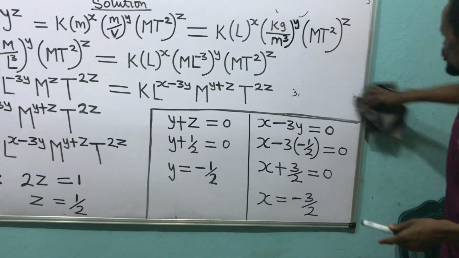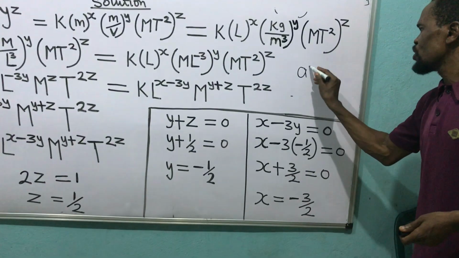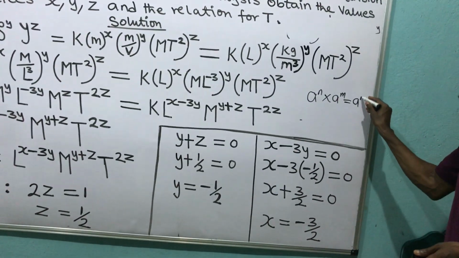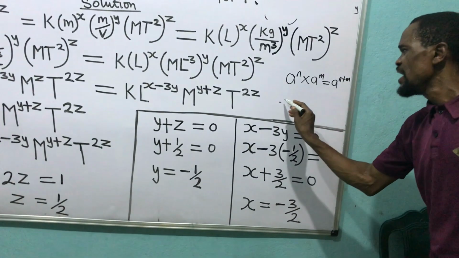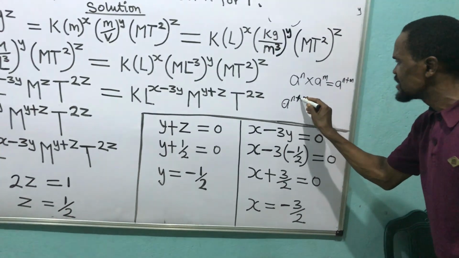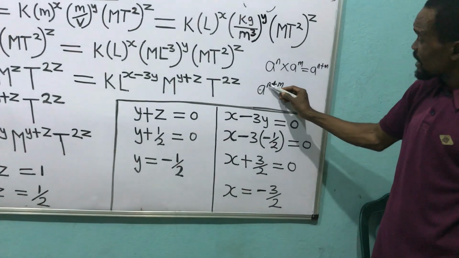That means indices also told me that what? A raised to power n times A raised to power m is the same thing as A raised to power n plus m. What do you say? A raised to power n plus m. And this plus is constant. You remember that this plus is constant. Why? This one is a variable.